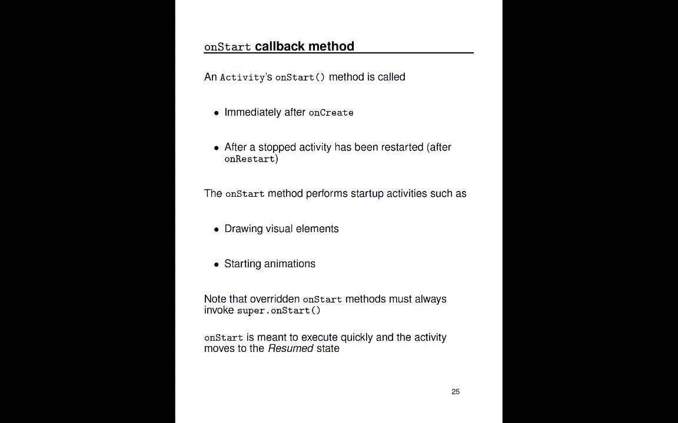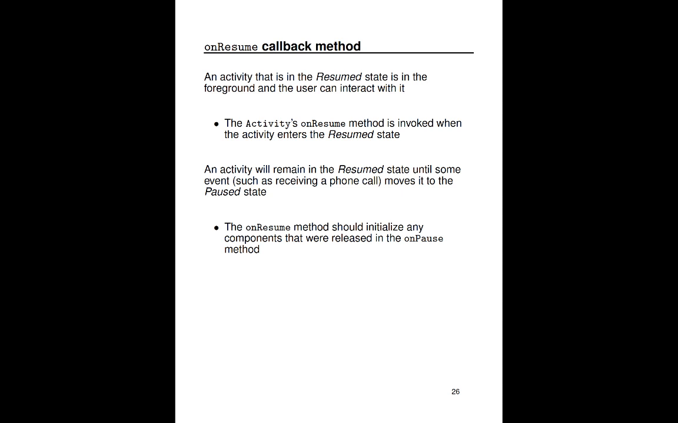Note that onStart is meant to execute pretty quickly, and as soon as it does, the activity moves into the resume state, meaning that it's up and running. The onResume method is invoked when it enters the resume state, and this is a place where you should initialize any components that were released in the onPause method if you're coming back from being paused. And note that the resume state is sort of the normal visible state of the activity, and it'll remain in this state as the user interacts with it until some event causes it to be paused. So for instance, receiving a phone call or navigating back to the home screen.